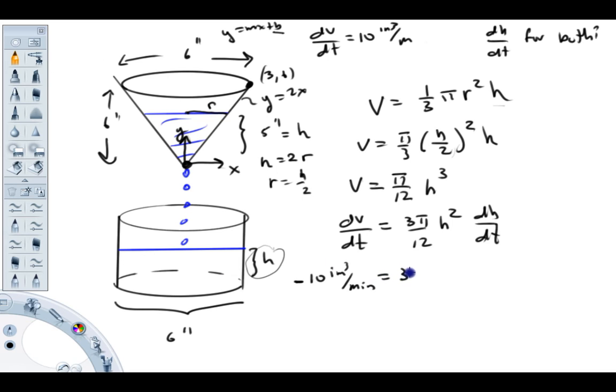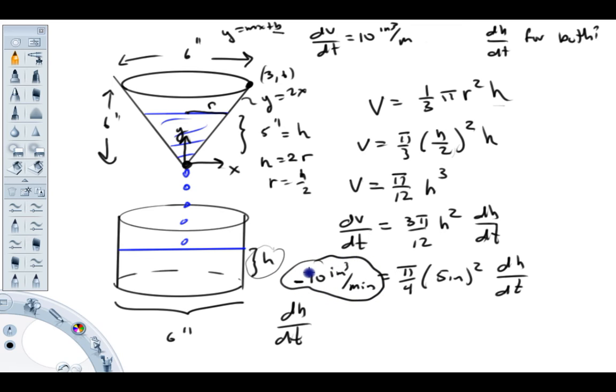equals, let's see, 3 pi over 12. How about we just write that as pi over 4? Pi over 4 times h squared, the h is 5 inches given in the problem, times dh/dt. So now we can solve that for dh/dt just by taking this negative 10 cubic inches per minute and dividing by this product.